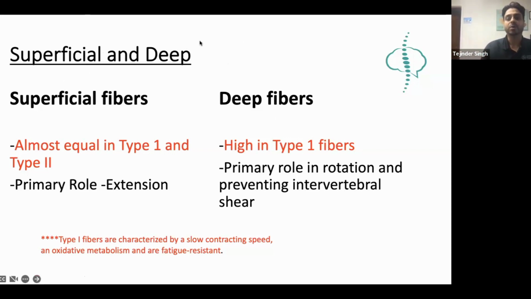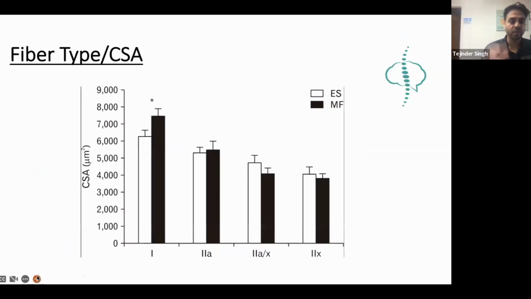Superficial fibers' primary role is also extension. When we talk about deep fibers, the primary role is a little bit of rotation, but the key role is preventing this shearing between the vertebrae. And that's why deep fibers are very, very important. Deep fibers of multifidus are important, and they have been studied vastly more than superficial fibers.